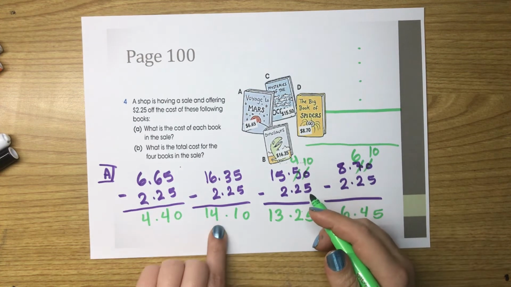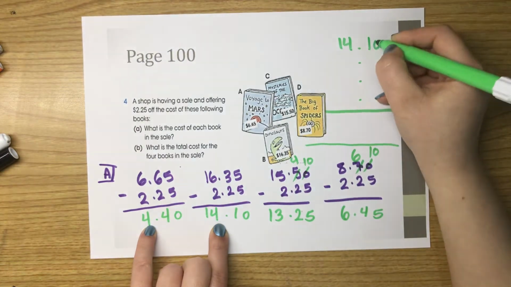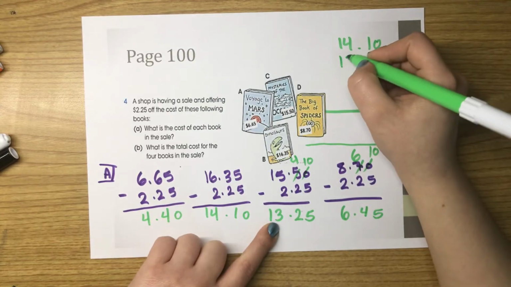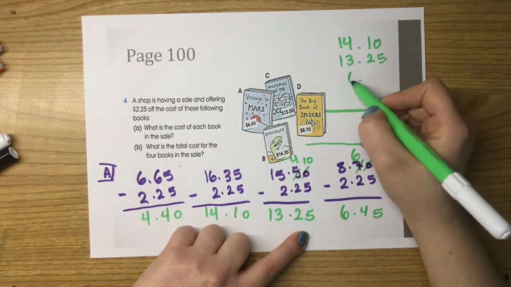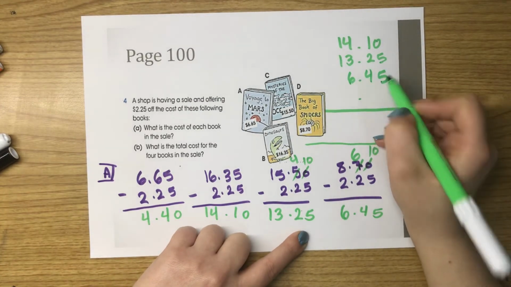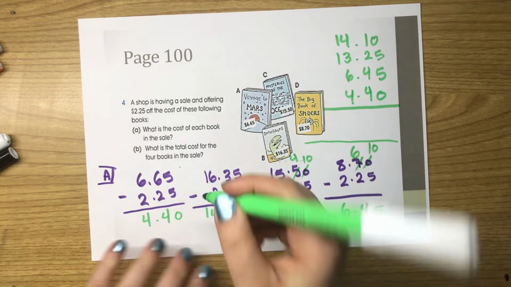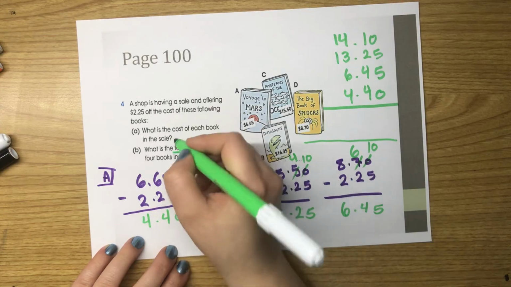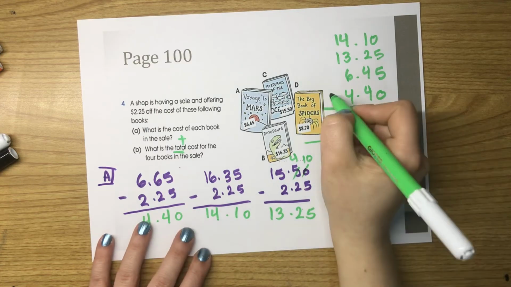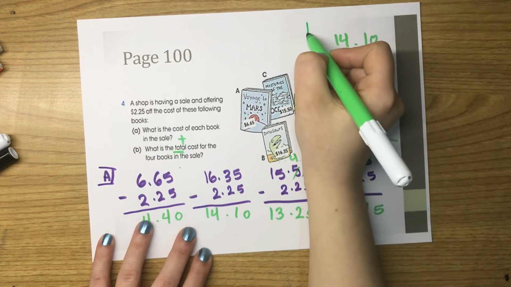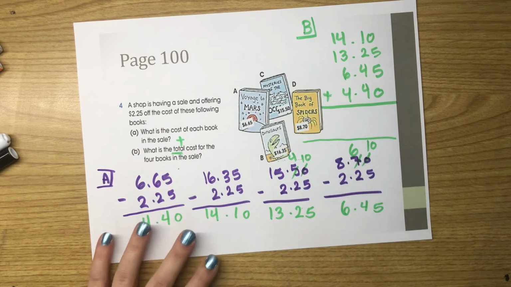Now I'm gonna pick this first one, 14.10, 13.25, 6.45, 4.40. We have to find the total. The word total, that means we have to add these numbers together. So this is B, how to answer question number B.